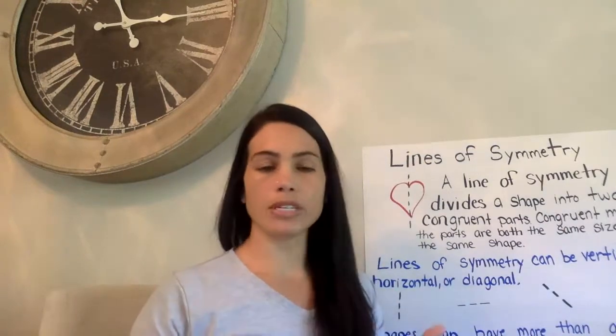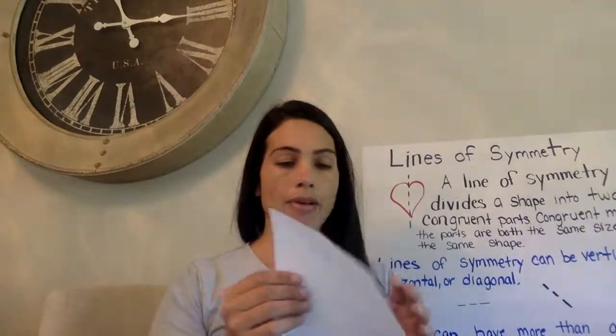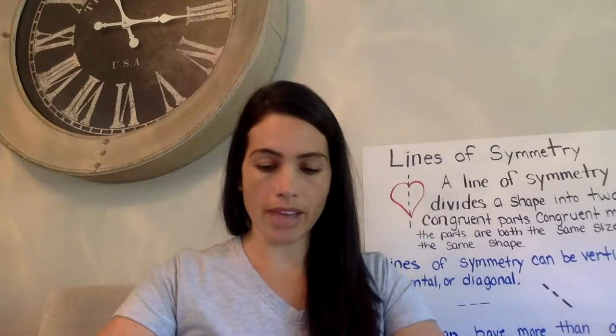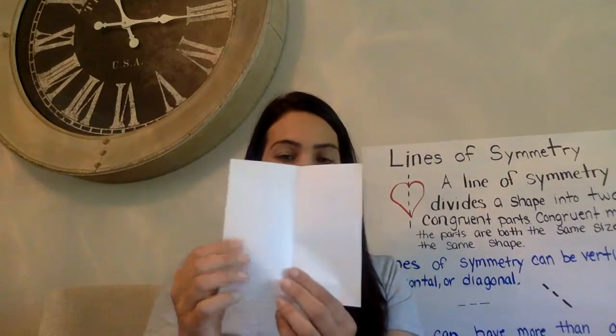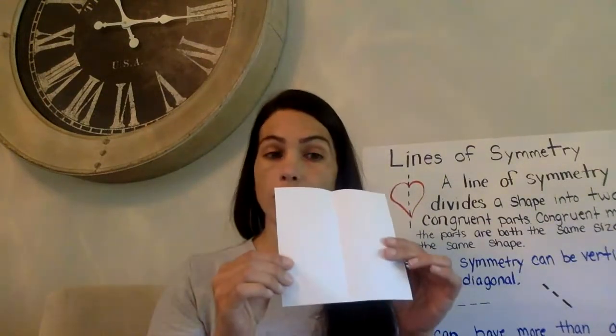So if you were to fold a piece of paper, so actually I made a square. So I have this square. If I was to fold it in half and show you, this is symmetry because it's the same on both sides. So this would be symmetry.